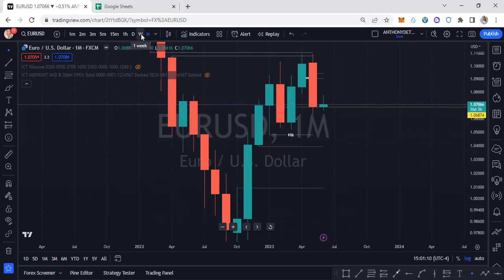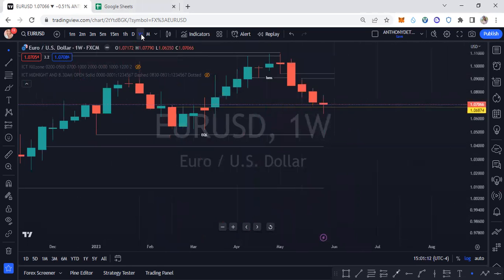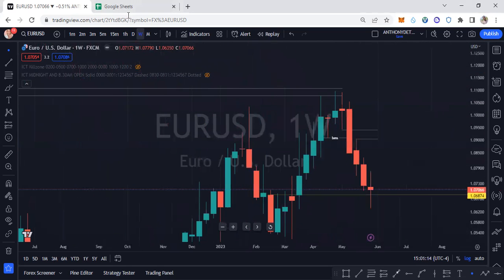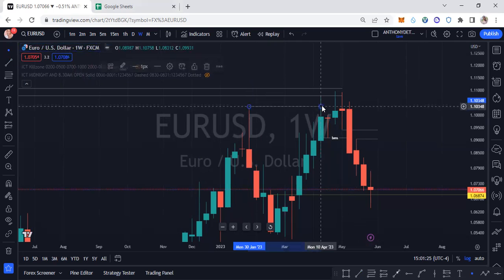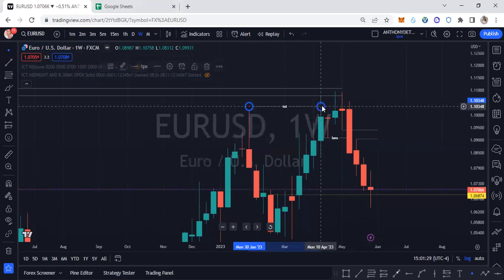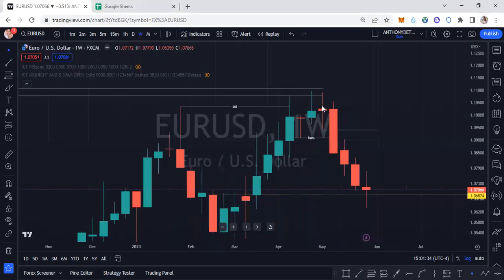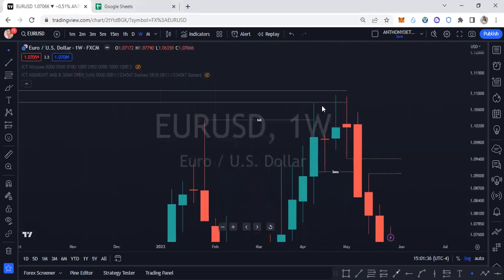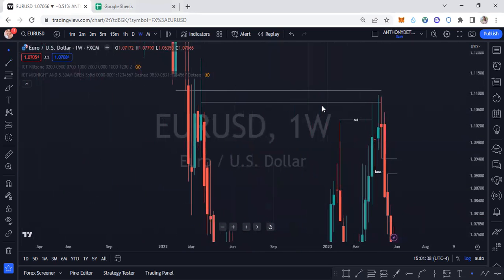So on the weekly time frame, we can actually see price took out this buy side liquidity here. Price took out this buy side liquidity. Okay, so price took out this buy side liquidity here, then started trading lower. That is after it had also traded into the monthly FVG, which is there.